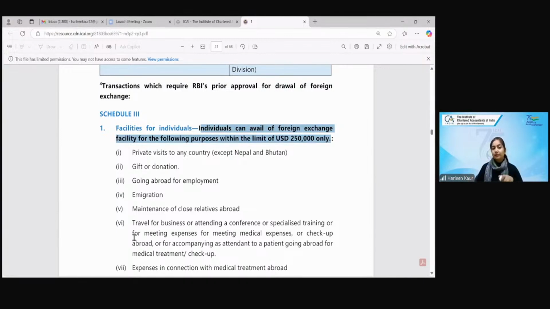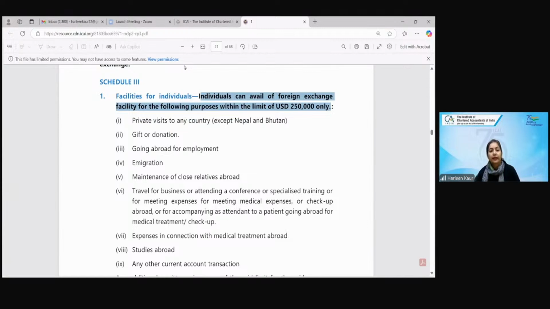Tell me, children. If I'm going for a private visit, I'm doing donation also, medical expenses also. Is it 2,50,000 for every transaction or is it 2,50,000 for all the transactions taken together? It is for all the transactions taken together, because if you have spent on one of the transactions, then the balance keeps decreasing. Very good. Correct. All the transactions in a year is very important.